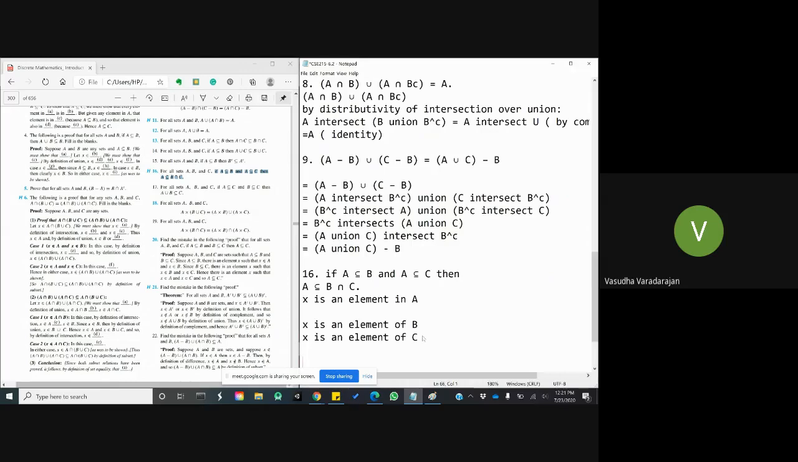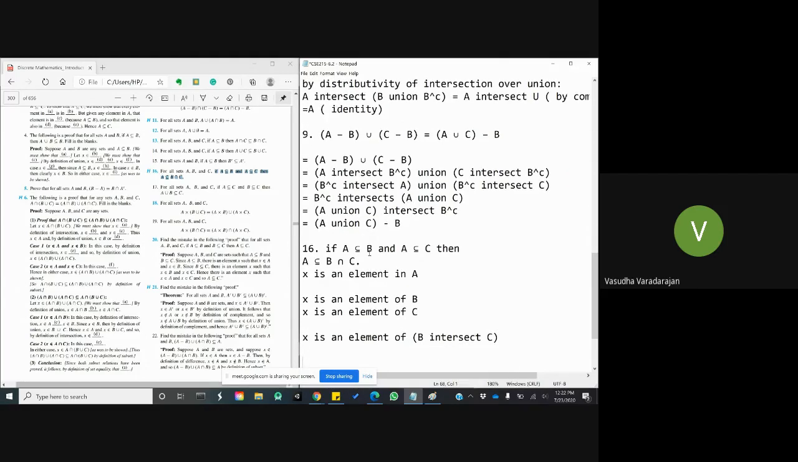So if an X is an element of both B and C, then we could say that X is an element of B intersection C. So if we were to assume that A is a subset of B and A is a subset of C, then it's going to imply that A is a subset of B intersect C. Any questions?